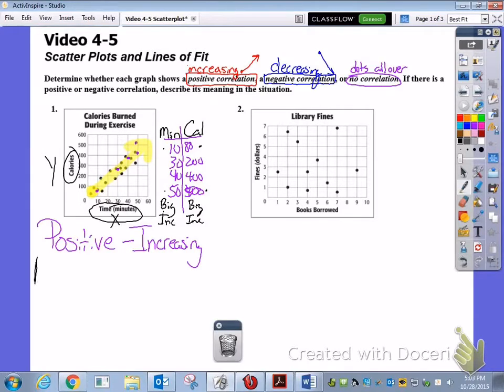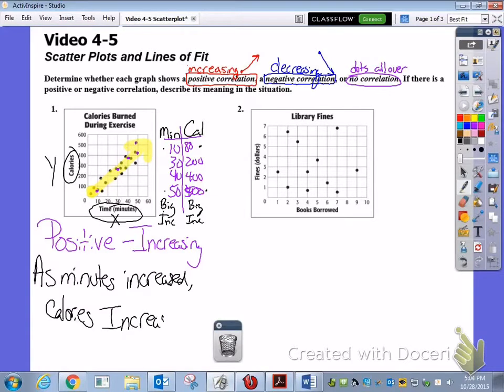So I'm going to say as the minutes, and what did the minutes do? They increased. As the minutes increased, they got bigger. The calories, what did the calories do? The calories also increased. Okay, so if you want to use your highlighter so you can see which ones I used. Minutes increased. So as the minutes increased, then over here, calories increased. Calories increased. Okay, that's what I did.